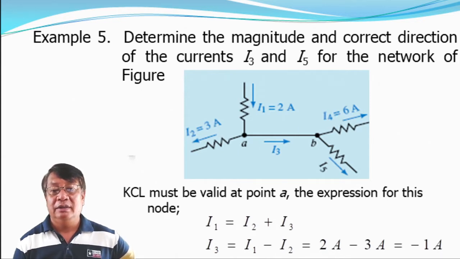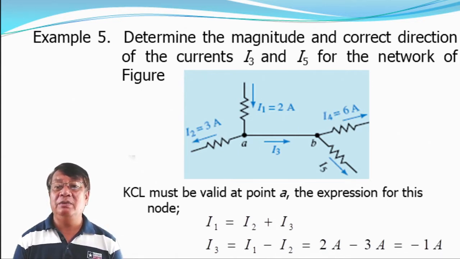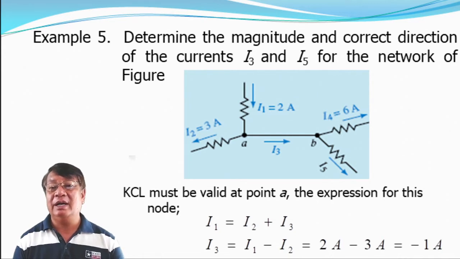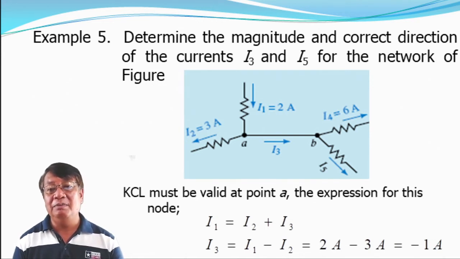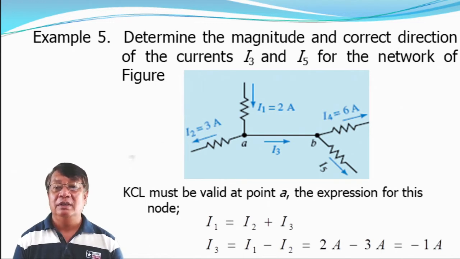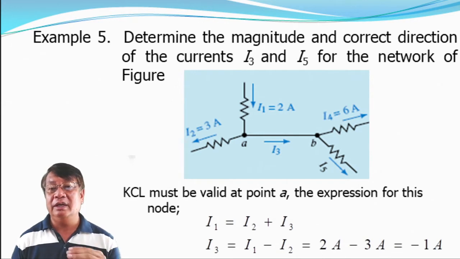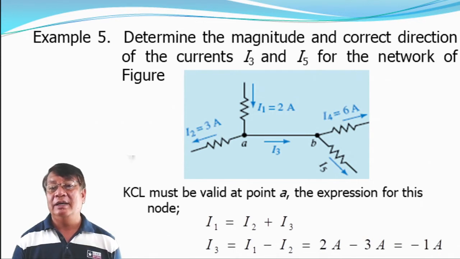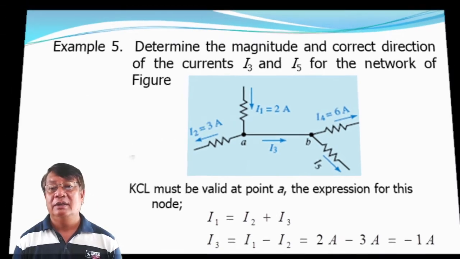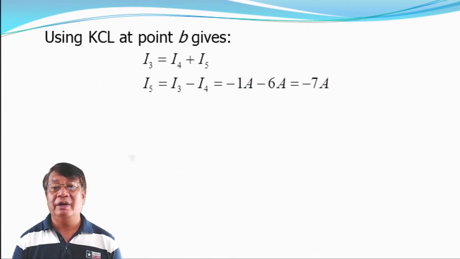At point B, we also have three currents. We have the current I sub 3 entering B, I sub 4 leaving B, and I sub 5 also leaving B. So what is the equation according to Kirchhoff's current law? Entering, I sub 3, is equal to leaving, I sub 4 plus I sub 5. So I sub 3 is equal to I sub 4 plus I sub 5.